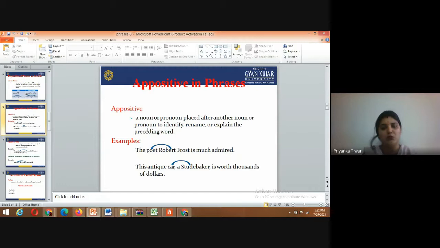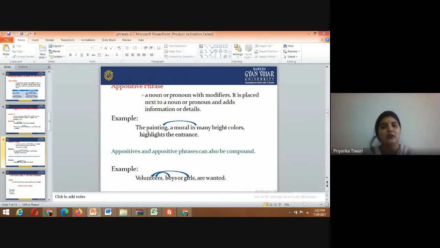So, appositive phrases. An appositive is a noun or pronoun placed after another noun or pronoun to identify, rename, or explain the preceding word. Example: the poet Robert Frost is much admired. This antique car is worth thousands of dollars.